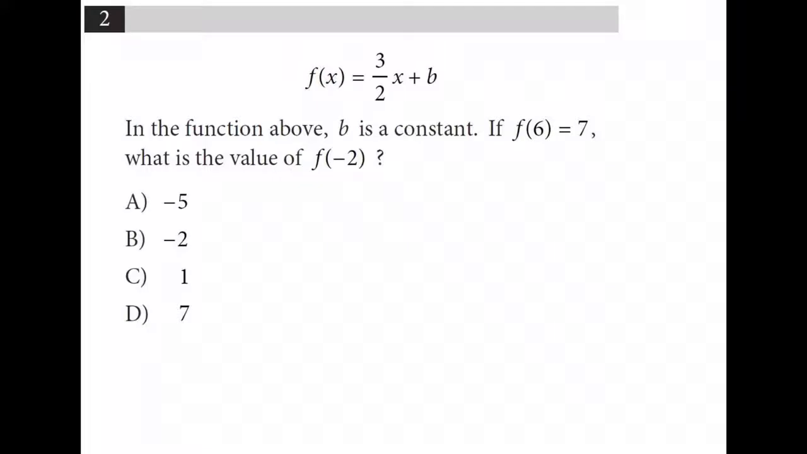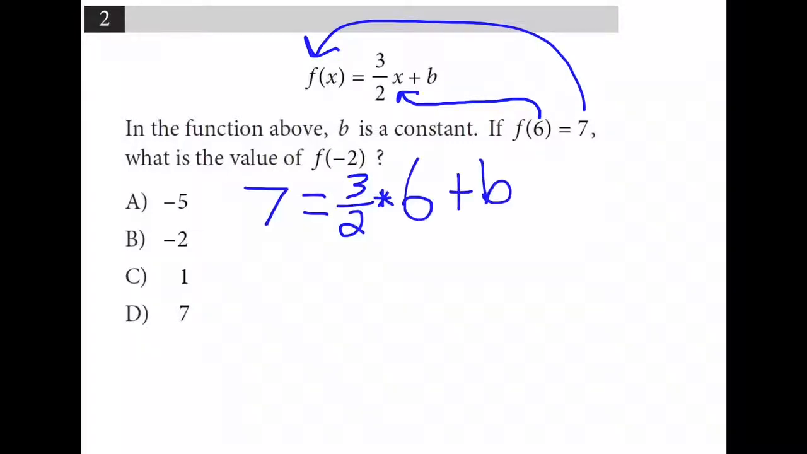Number 2. f of x is equal to 3/2 times x plus b. In the function above, b is a constant. If f of 6 is equal to 7, what is the value of f of negative 2? Well, if I want to plug in f of 6 is equal to 7, the 6 goes here for x, and the 7 goes where y would be, or in this case, f of x. And my equation looks like this: 7 is equal to 3/2 times 6 plus b.